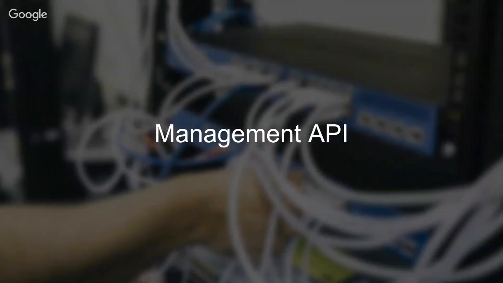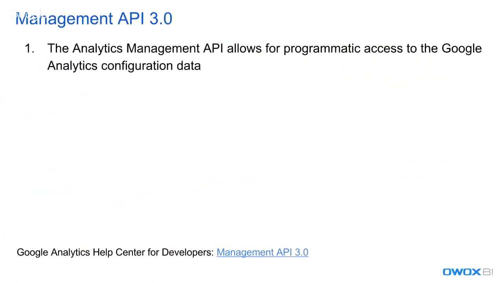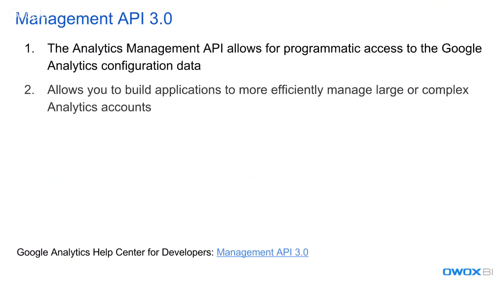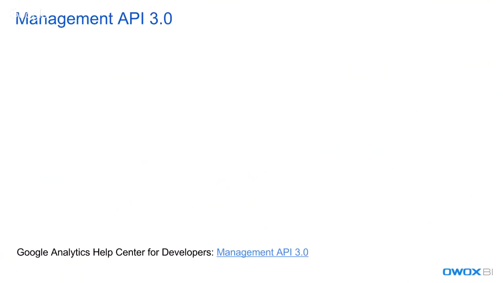Now let's look closer at each of these APIs. The first API that we will talk about is the Management API. The Management API allows you programmatic access to the Google Analytics configuration data. Also, this tool helps you build applications to more efficiently manage large or complex analytics accounts and provides you tools to navigate your accounts.